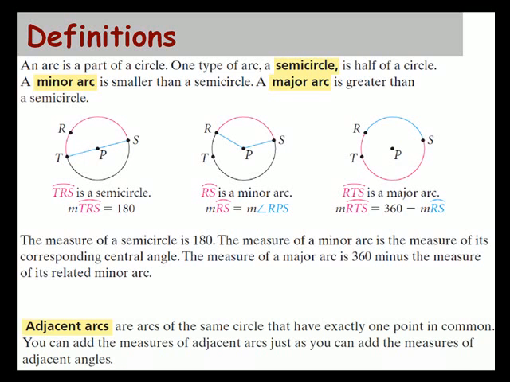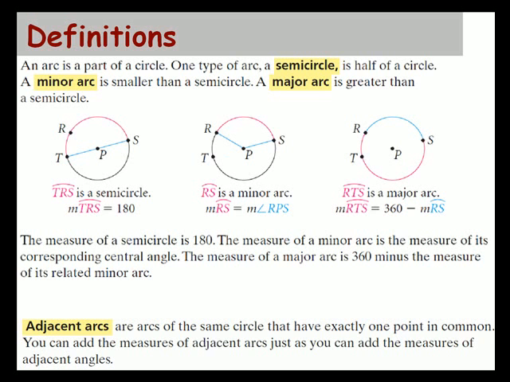Adjacent arcs are arcs on the same circle that have exactly one endpoint in common. You can add the measures of adjacent arcs just as you can add the measures of adjacent angles. So do we see any adjacent arcs in these diagrams? There may not be any highlighted, but there are some there. Do you see them?